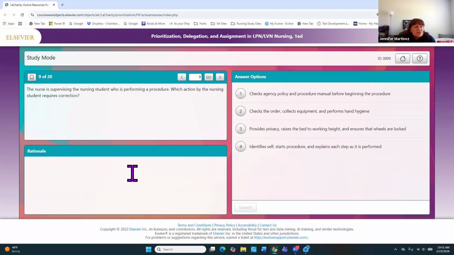All right. The nurse is supervising the nursing student who is performing a procedure. Which action by the nursing student requires correction? So one, checks agency policy and procedure manual before beginning the procedure. Two, checks the order, collects equipment, and performs hand hygiene. Three, provides privacy, raises the bed to working height, and ensures the wheels are locked. Or four, identifies self, starts procedure, and explains each step as it is performed. So which of those actions would require correction?